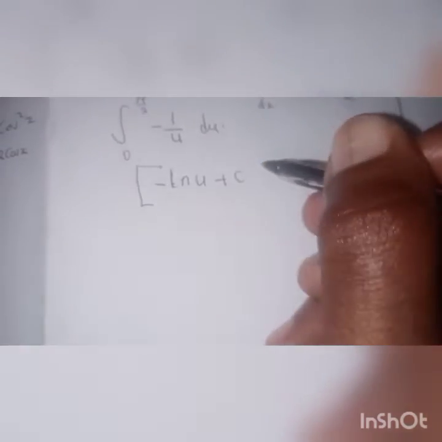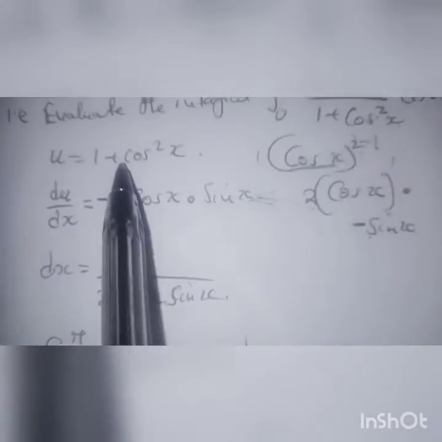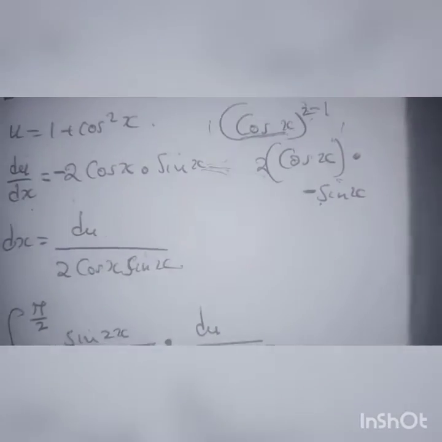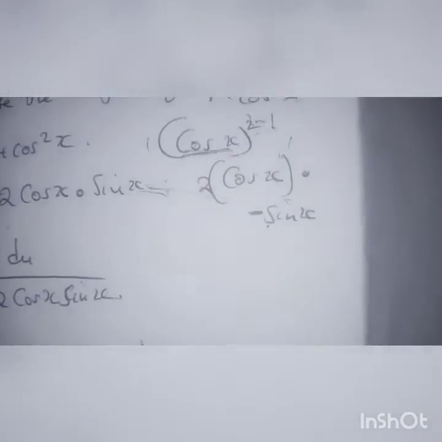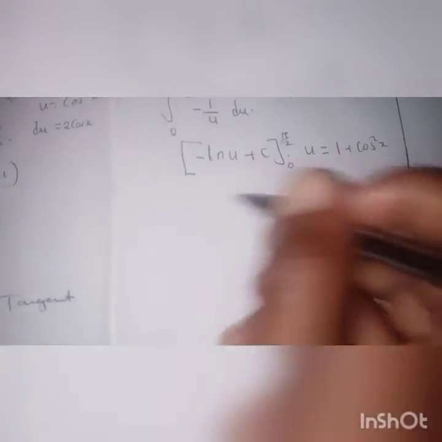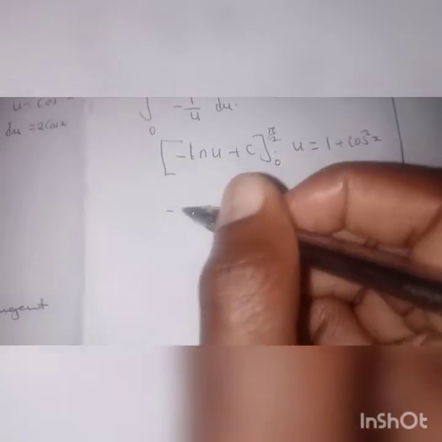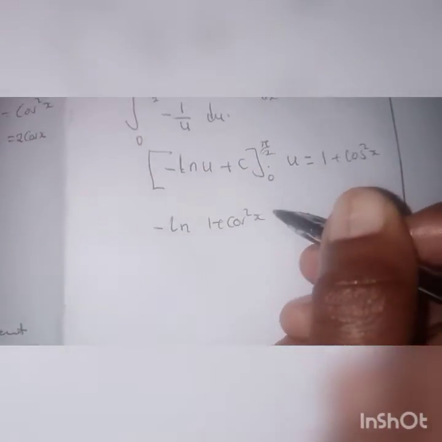Then plus constant c. But our u, we substituted our u with what? Remember, we substituted our u with 1 plus cos squared of x. So our u will be 1 plus cos squared of x. Therefore, from 0 to pi over 2, the integral of that will be natural log of 1 plus cos squared of x.